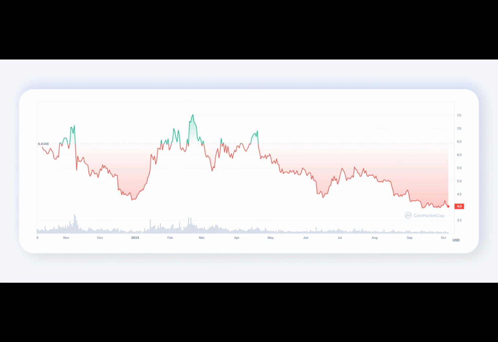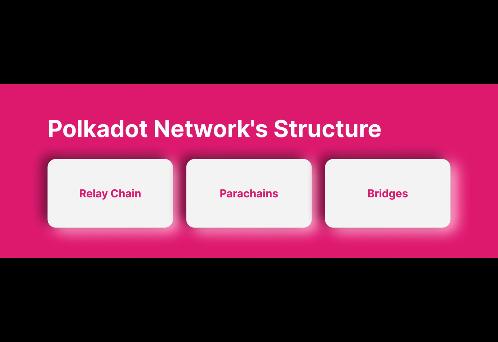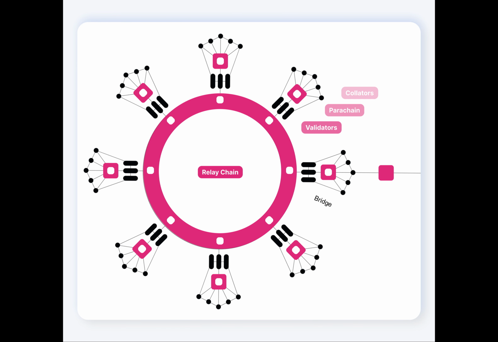Polkadot comprises three fundamental components that collectively form its intricate structure, namely the relay chain, parachains, and bridges. At the core of the Polkadot ecosystem lies the relay chain, which functions as the primary blockchain of the network. It plays a crucial role in ensuring network integrity, facilitating communication among parachains, coordinating the overall operations of the network, and providing security for the entire system.